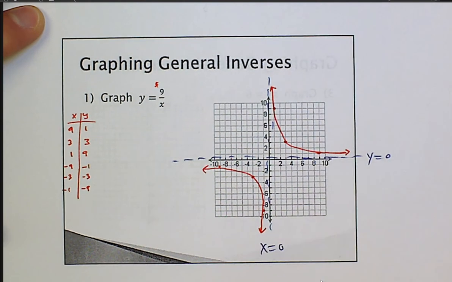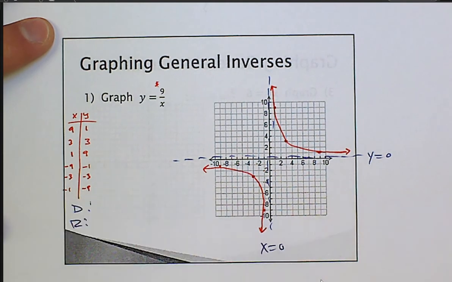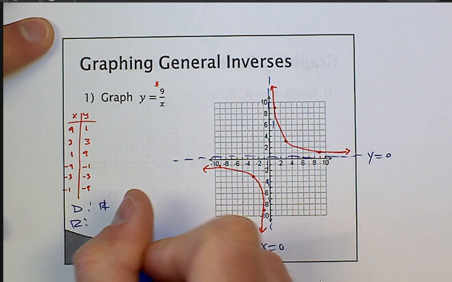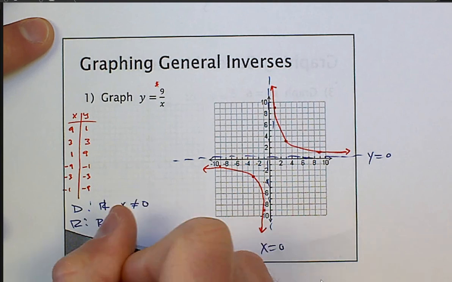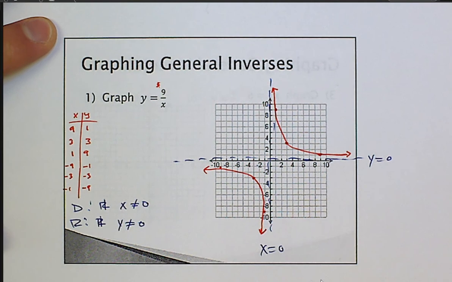In this graph, I didn't specifically ask for domain and range, but domain and range would be as follows. It's always good to know. It'd be all real numbers where x cannot equal 0, and then the range would be all real numbers where y cannot be 0.